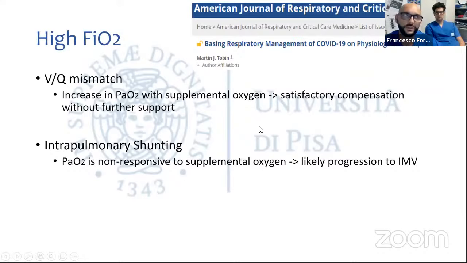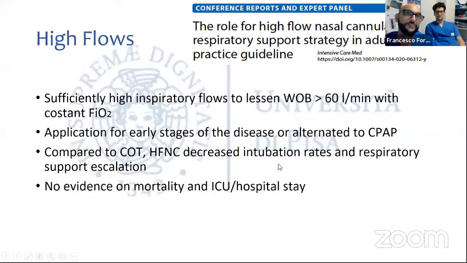We know that raising FiO2 probably is useful in treating ventilation-perfusion mismatch, but doesn't work if the patient has a moderate or severe shunt. So we have to assess which patients require only FiO2 compared to the others, which require a more invasive ventilatory support. And we know that high flow may be applied early in the stage of the disease. Probably it will help in reducing intubation rates and in preventing respiratory escalation. There are at the moment no studies on mortality, and so we probably require more data about that.